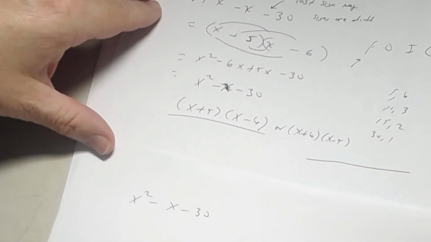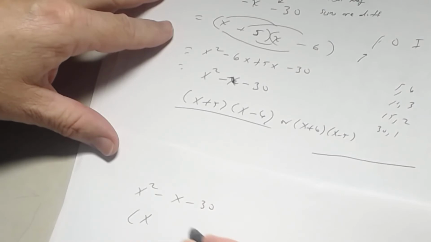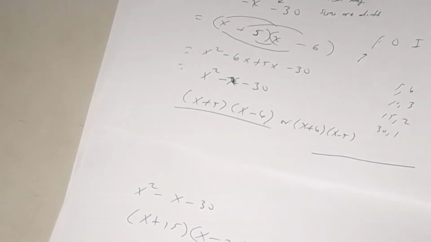15 and 2. Let's say 15 and 2, okay? So you would have said x, x and then x, x, and then plus 15, minus 2, plus, minus, right? Okay. You check it, though.